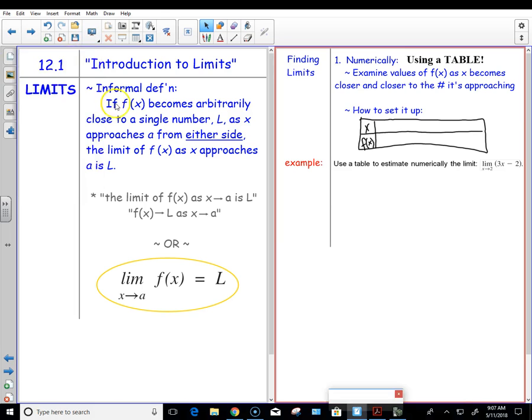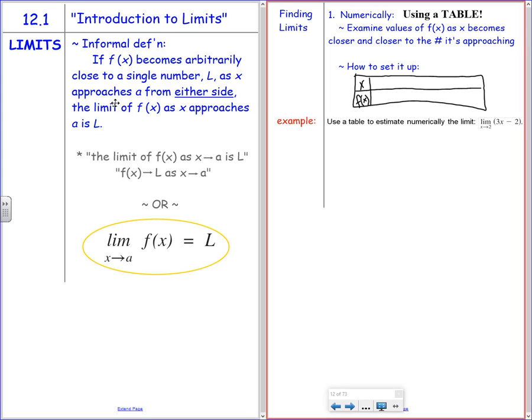Section 12.1, limits. Usually, I do this whole preview to calculus, but I might just wait and do it on Monday. You guys wouldn't have needed to take notes on it. Let's just introduce this called a limit. This thing is called a limit.